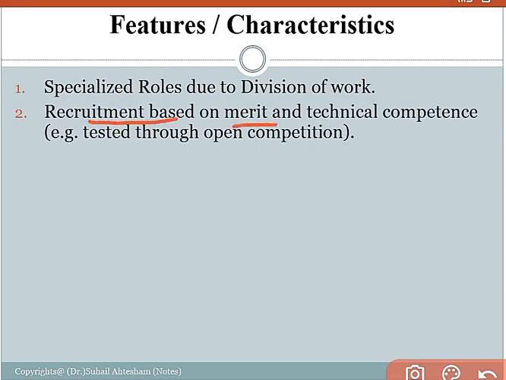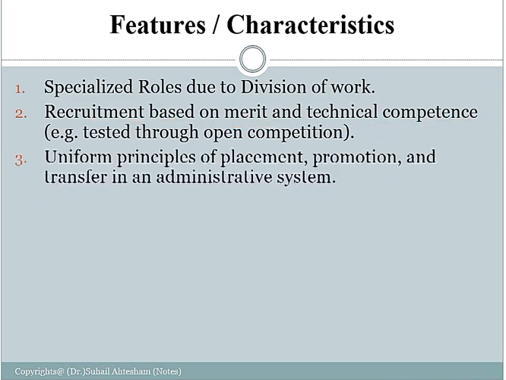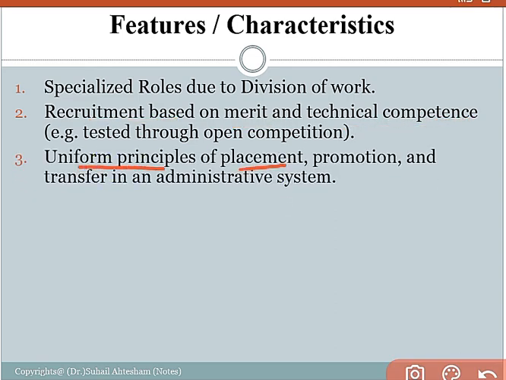Next, recruitment based on merit and technical competence. At the staffing level itself, we have to recruit the person on merit basis, who is technically competent, efficient, and effective in performing their work and devoting themselves to organizational development. Third, uniform principle of placement, promotion, and transfer of administrative system. It is related to there being no partiality in the organization, in any department, among the employees.